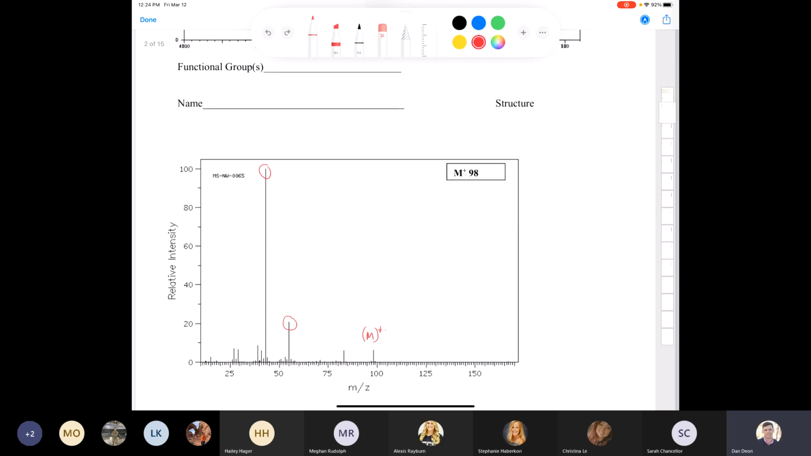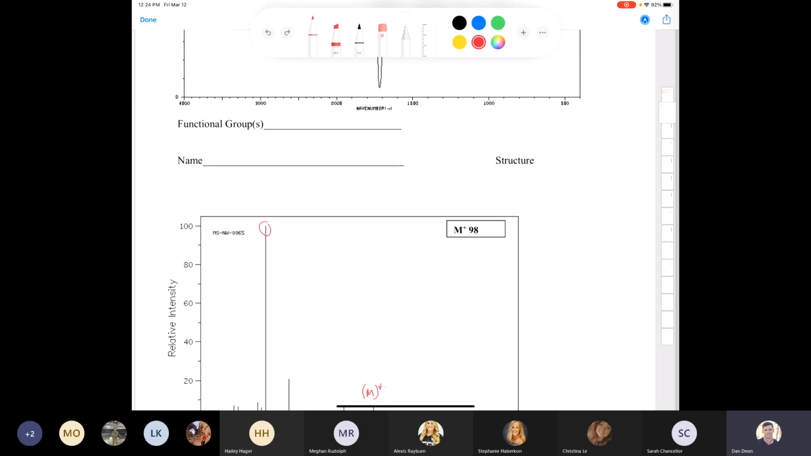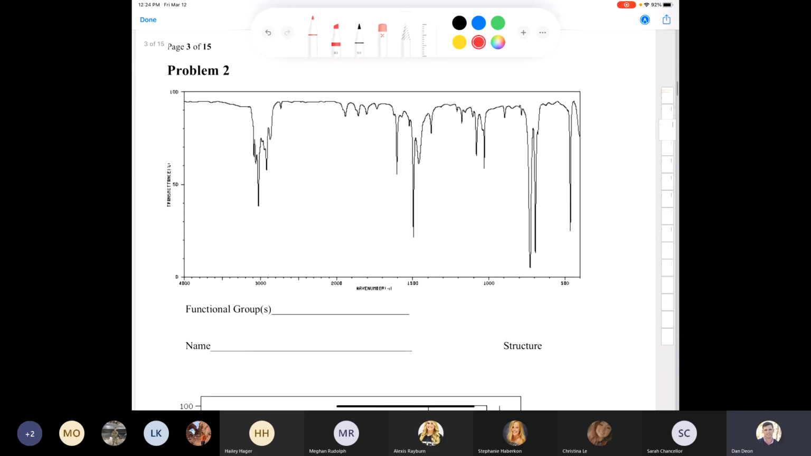I'd like you to try and do that, because you want to provide some kind of rationale for the name of the compound and its structure. And then, of course, you're going to include the functional groups as well. All right, let's move on to the next one.